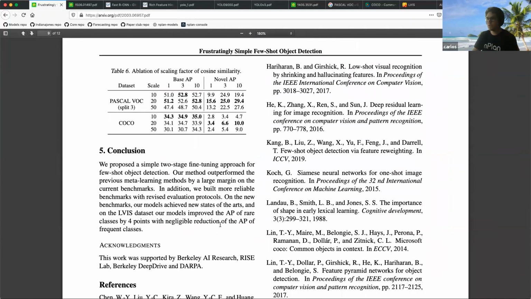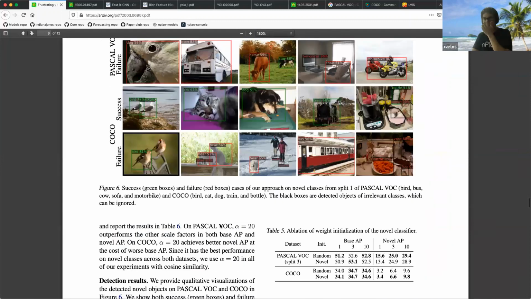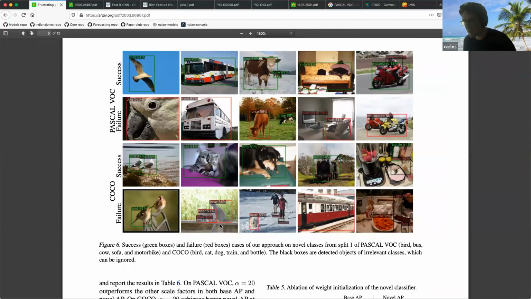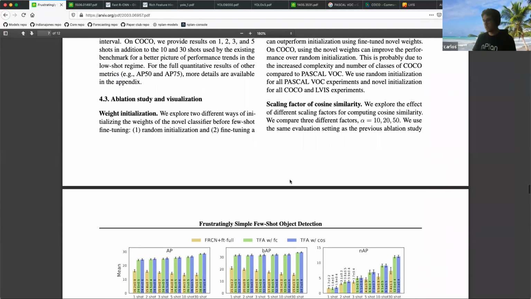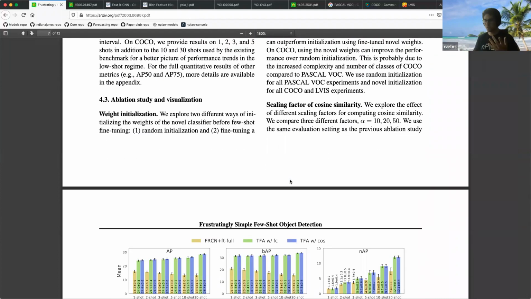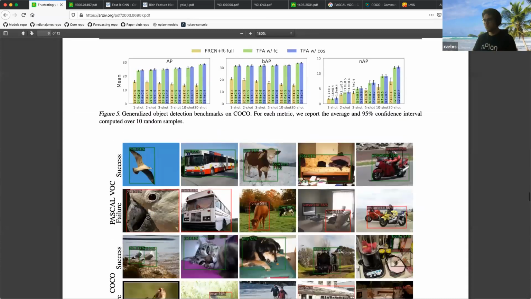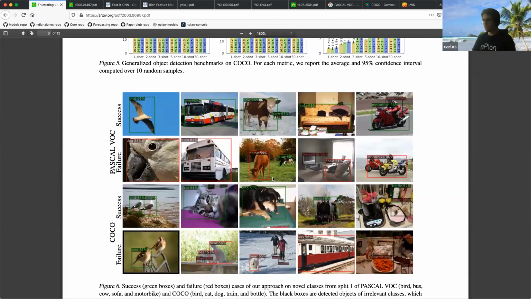So the spirit of the paper is, how do we adapt this Faster R-CNN to work in a few-shot learning environment? They seem to achieve good results with very simple methods. So it's an interesting way to approach this problem.